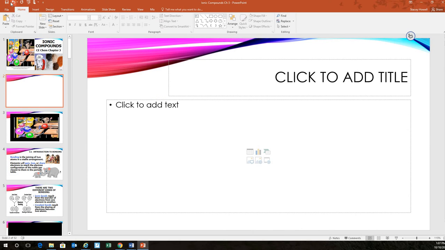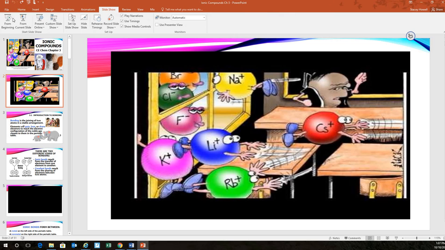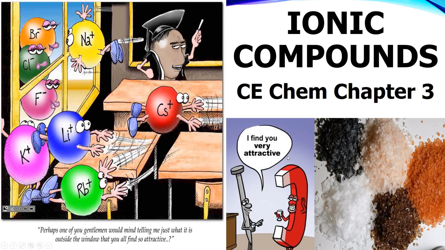Anyway, here we go. Slide beginning. We are talking about ionic compounds. So, I've got a couple of comics up here for you. I find you very attractive. Magnet to iron. That's because iron has a lot of arrows in its orbital notation that are not paired. And because they're not paired, it makes iron magnetic, or attracted to things that have opposites.